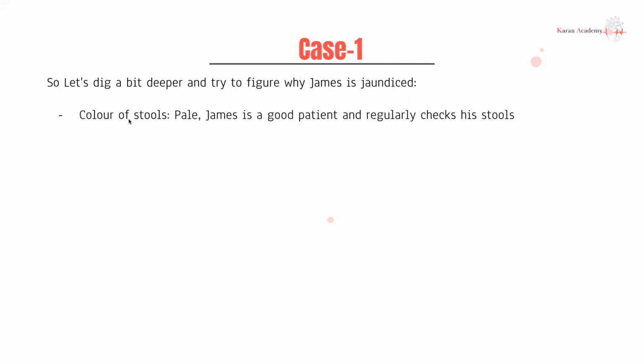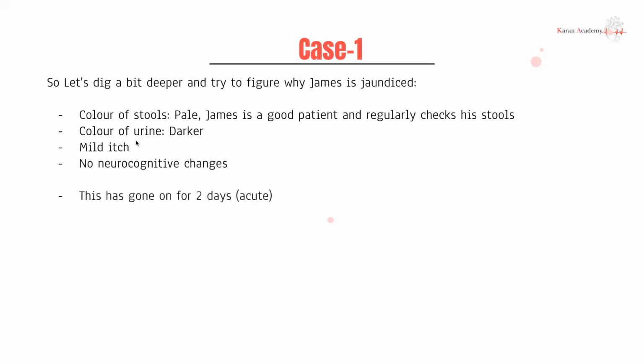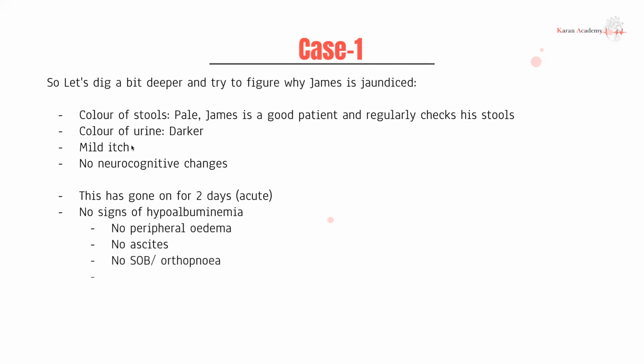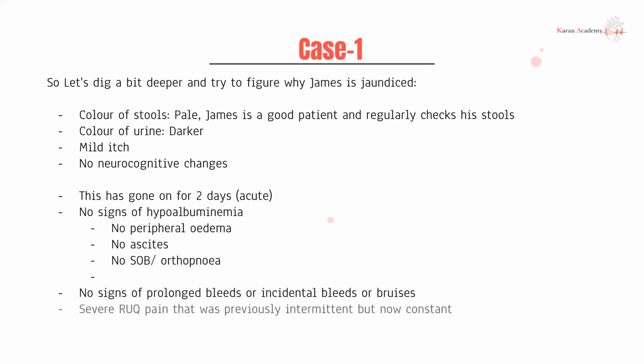So he says that his stools are indeed pale. James is probably the only patient who checks his stools and therefore knows what color they are. The urine is darker. He has a mild itch, no neurocognitive changes, and this has been going on for 2 days. This is pretty acute. He doesn't have any signs of hypoalbuminemia, like swelling. His urine is not frothy. He's not bruising easily. He doesn't have ascites, no shortness of breath. And he doesn't have any signs of prolonged bleeding or incidental bleeds either. So this makes me think this is most likely to be a post-hepatic obstructive jaundice with no signs of liver damage that is pretty acute. And that's a good summary so far.